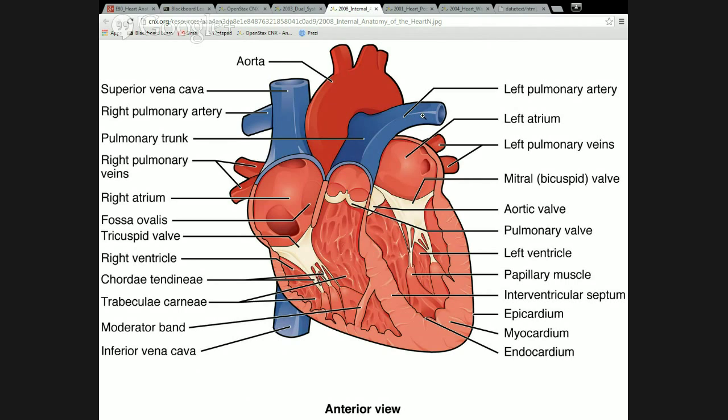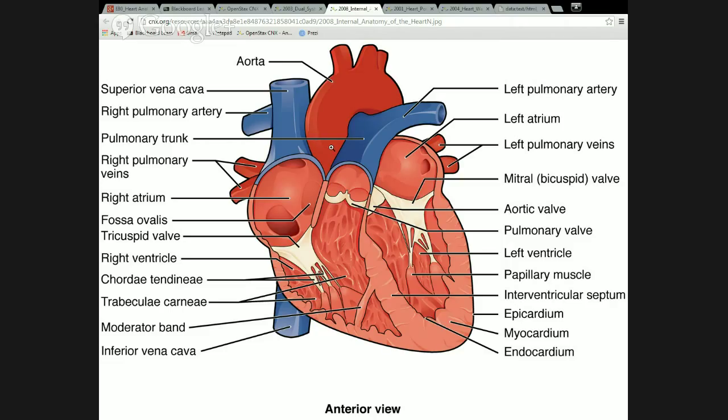And then coming back from the lungs, the blood travels through the pulmonary veins. There are two on the left and two on the right over here, and they connect to the left atrium. And then blood goes down into the left ventricle, which then pumps the blood out through the aorta.